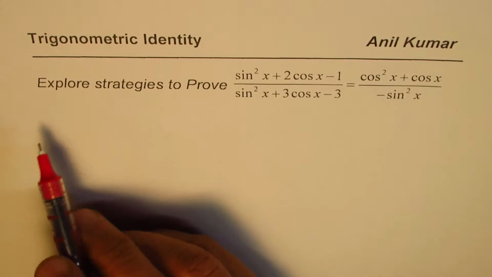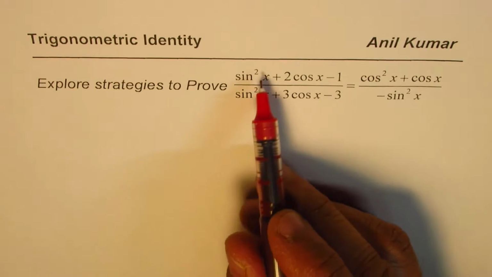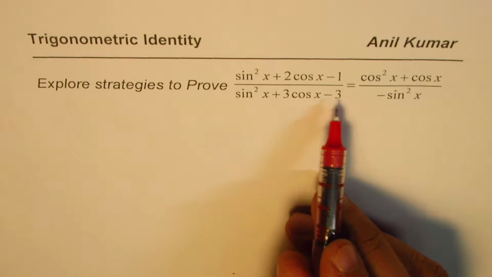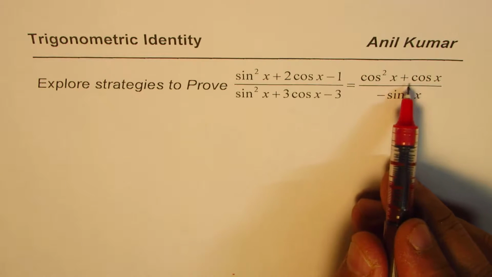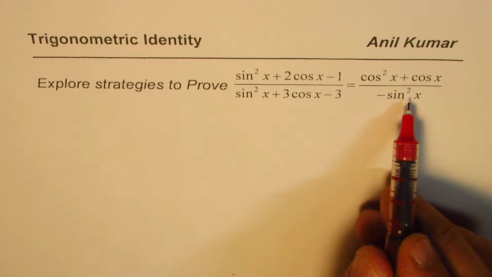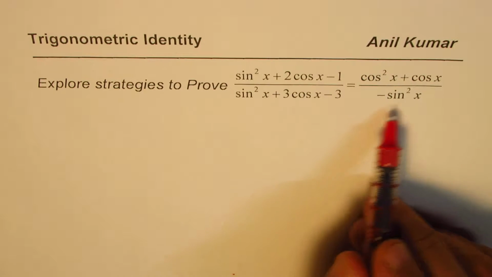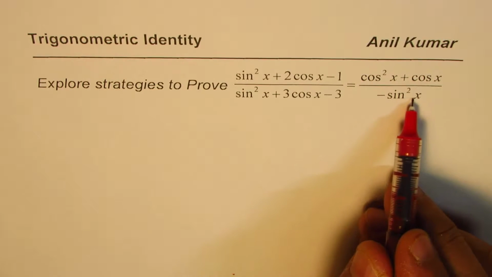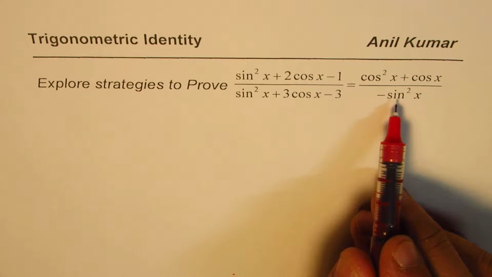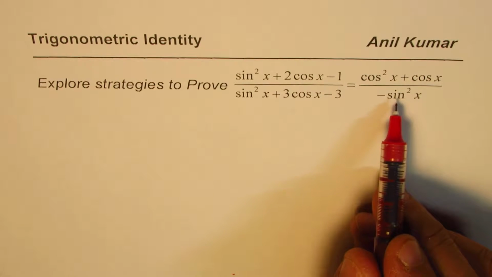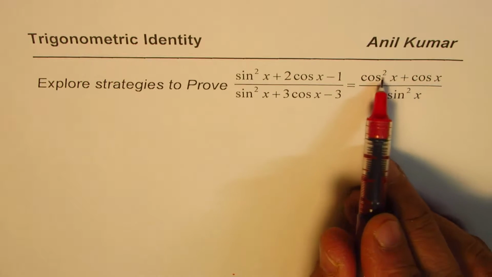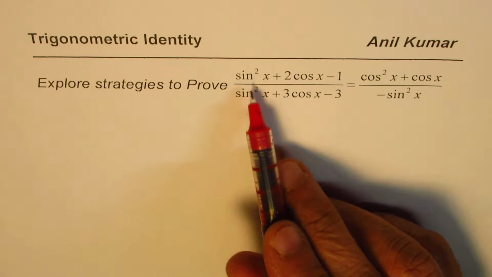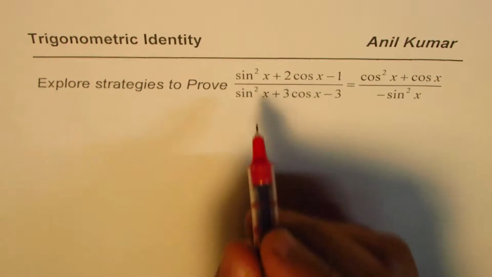The question is, explore strategies to prove (sin²x + 2cos x − 1)/(sin²x + 3cos x − 3) = (cos²x + cos x)/(−sin²x). Now if you observe, the right hand side could be written in terms of cosine, right? Cos²x + cos x divided by sin²x could be written as 1 minus cos²x. Since we can write the right hand side in terms of cosine, it's a good idea to start with the left side and convert sine into cos. So I hope the strategy is clear.